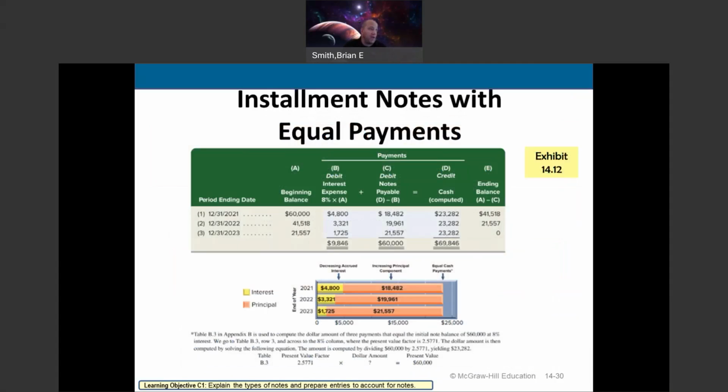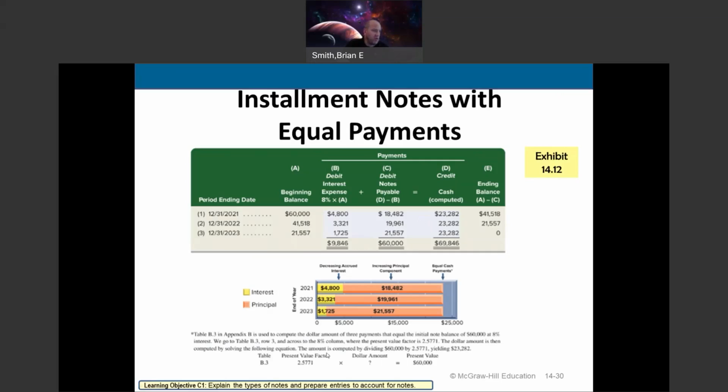What we have is our beginning balance. Our interest expense was 8%, so we're going to take 8% times that 60,000. That's going to be our interest expense. We're going to compute our cash payment, and I will show you how to do that at another time.